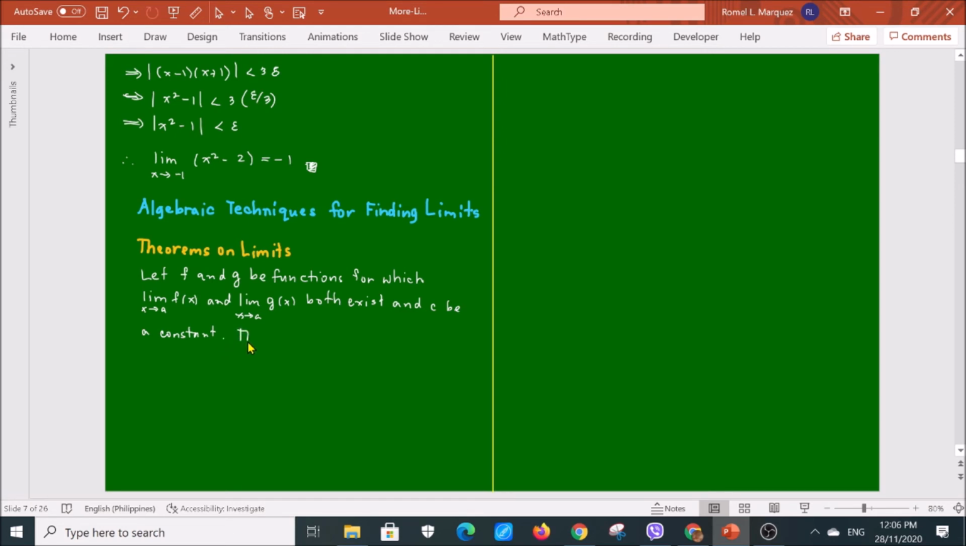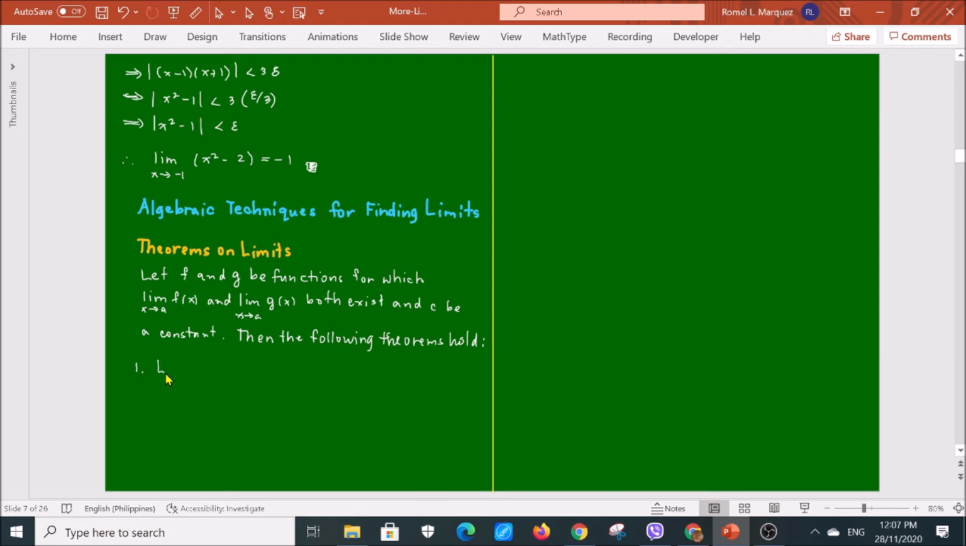Then the following theorems hold, meaning are true.